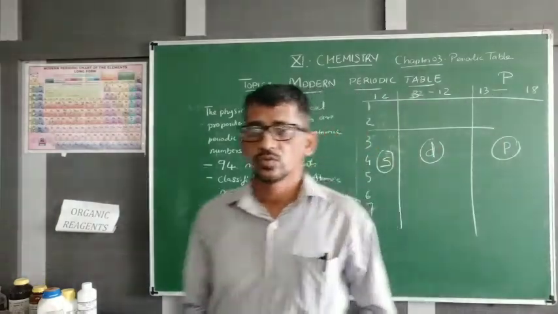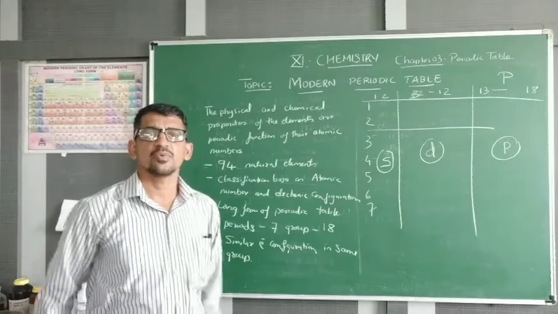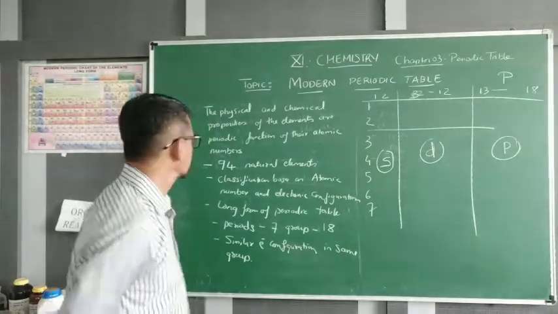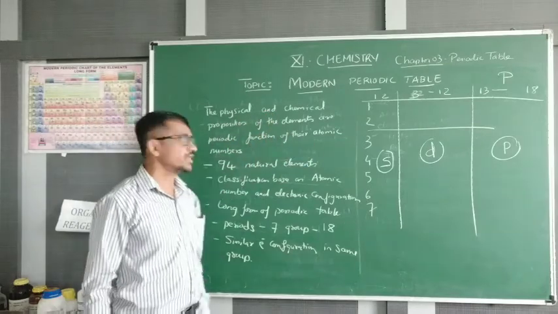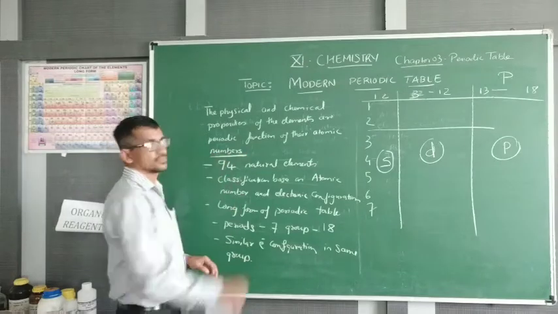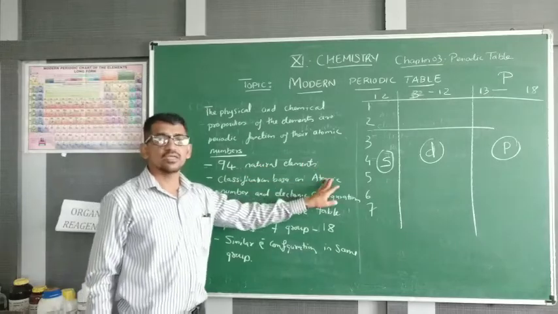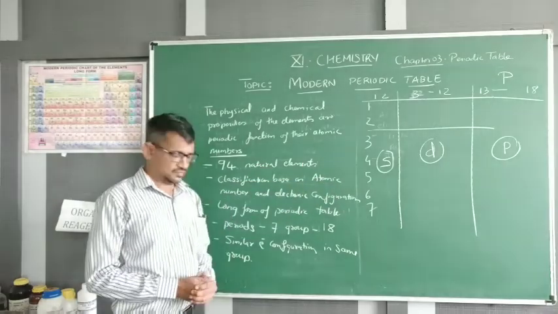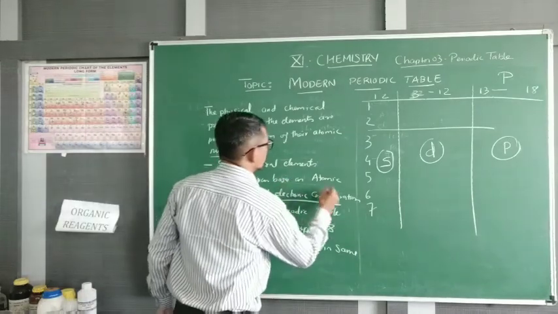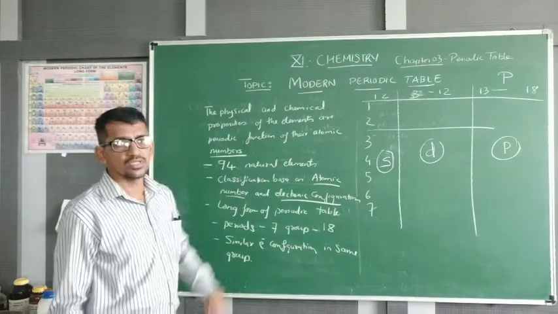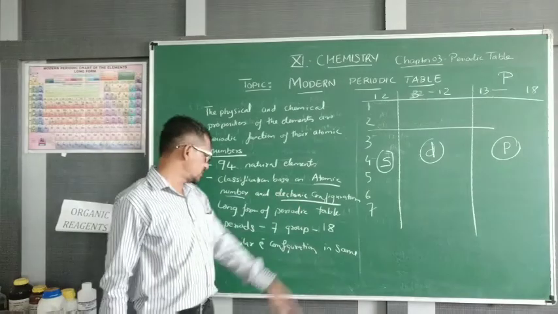So you have to remember the modern periodic table is classified depending upon atomic number. Physical and chemical properties of the elements are a periodic function of their atomic number. Remember atomic number. Second thing, up to 94 natural elements are there and the others are man-made elements. Classification is based upon atomic number Z and electronic configuration.